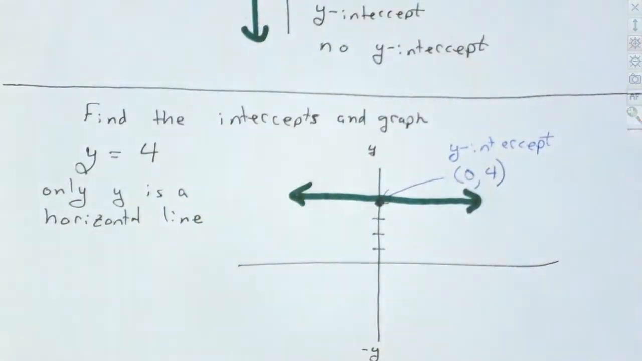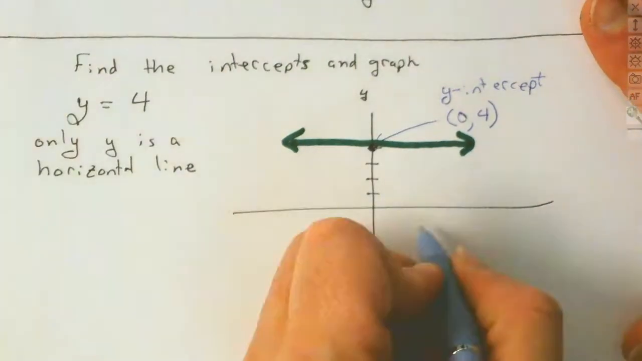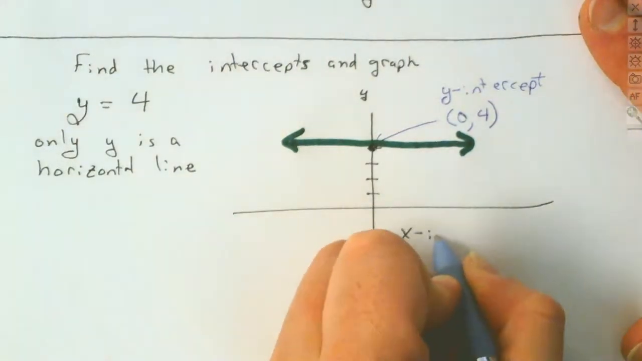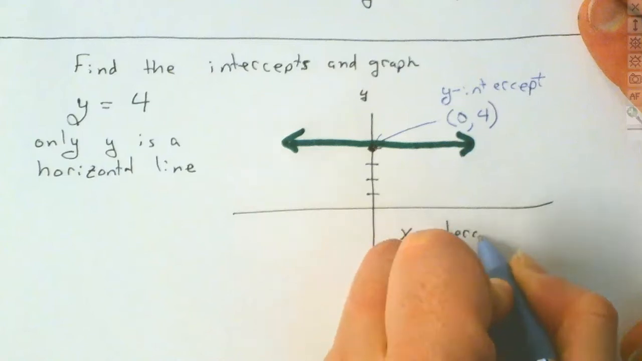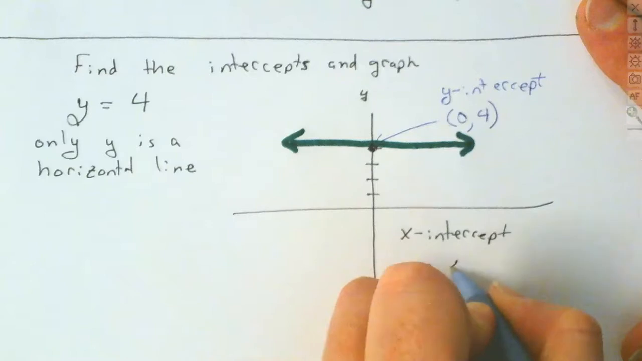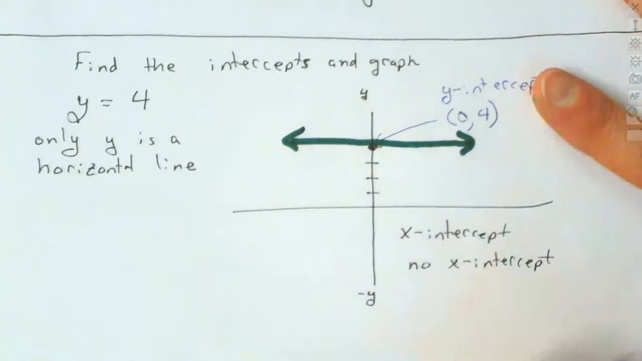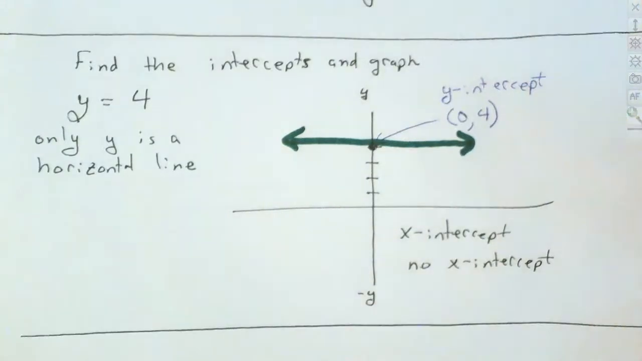Do we have an x-intercept? No. Why do we have no x-intercept? Never crosses the x-axis. So the x-intercept would again be none. So no x-intercept. Are we kind of seeing how to look at these in terms of the intercepts?